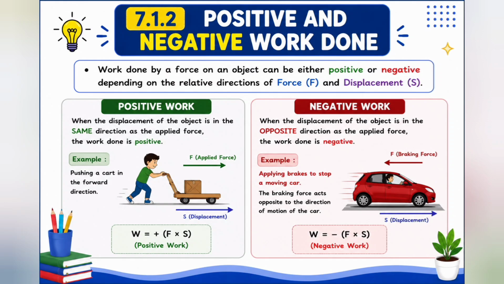Now, negative work. When force acts in the opposite direction of displacement, the work done is negative. A simple example is applying brakes to a moving car. The car moves forward, but the braking force acts backward. Since force and displacement are opposite, the work done is negative. So remember these two simple rules: same direction equal to positive work, opposite direction equal negative work.